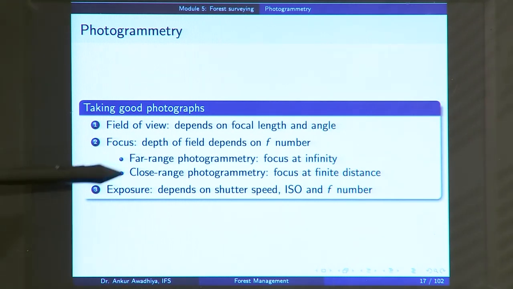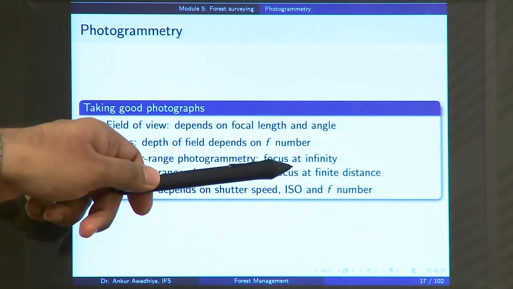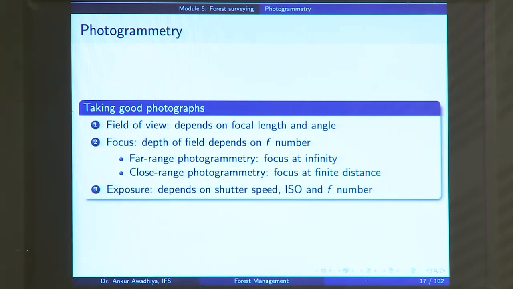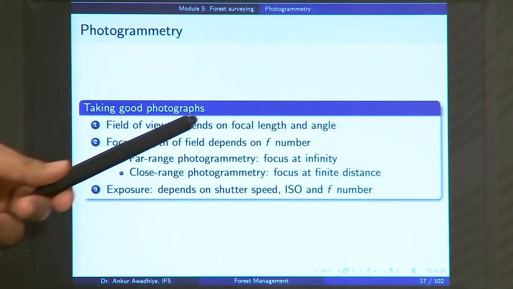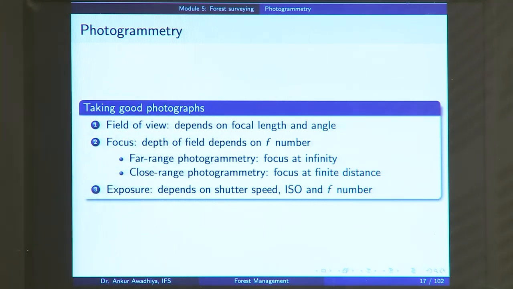Or you can make use of close range photogrammetry, in which case you are focusing at a finite distance. So, only those objects that are at that distance will look crisp and clear. Objects that are far off or objects that are nearer than that distance will probably look out of focus. But then when we talk about focus, we also have to talk about the depth of field. Now, what is the depth of field?